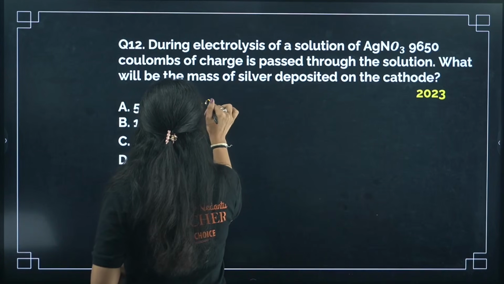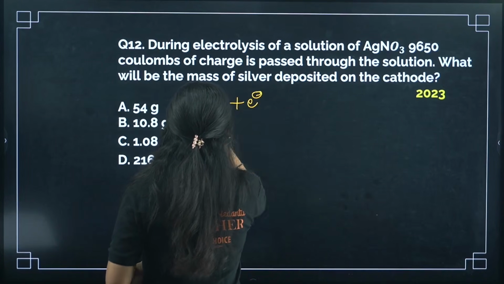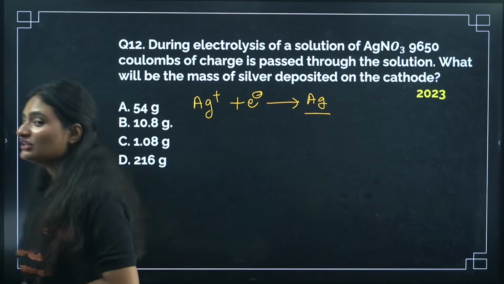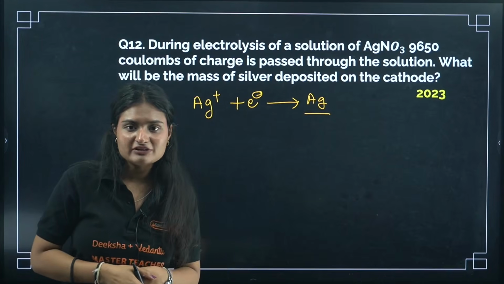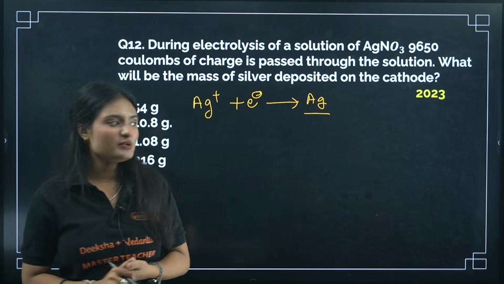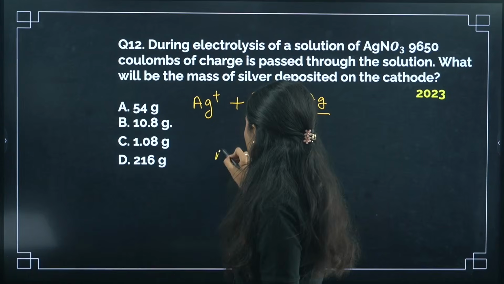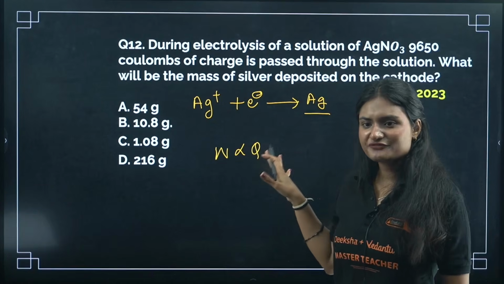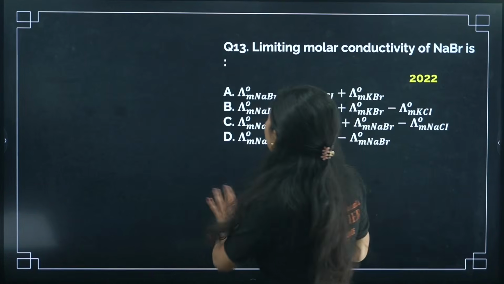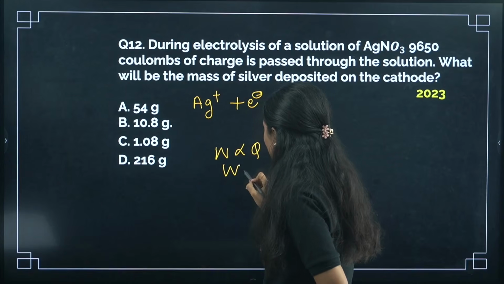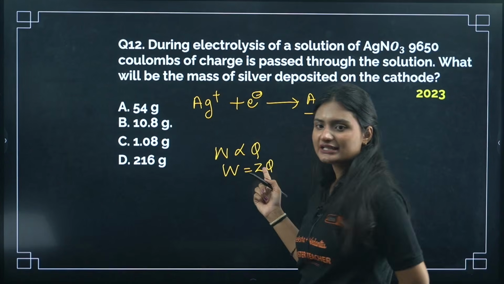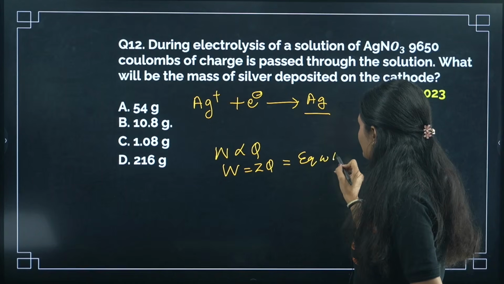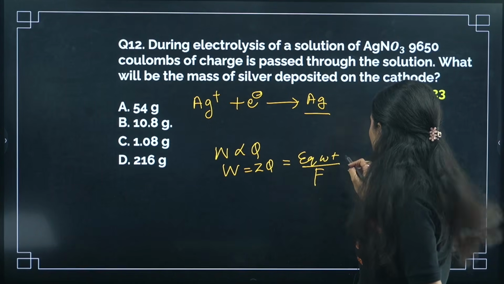So at cathode what happens? Reduction. That means silver, Ag+, added 1 electron and became Ag and deposited at the cathode. We need to find the amount of silver deposited. The weight of silver deposited is directly proportional to the amount of charge passed through the solution. That is Faraday's first law, right? But we are not writing it like this. We write it normally as W equals ZQ. Z is electrochemical equivalent. Z is equal to equivalent weight by Faraday, 1 Faraday, times Q.